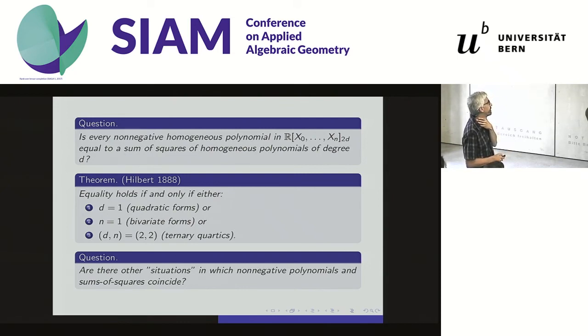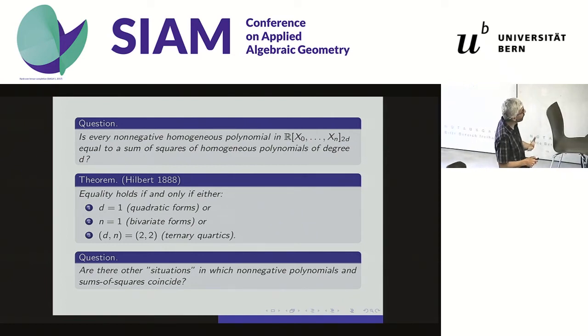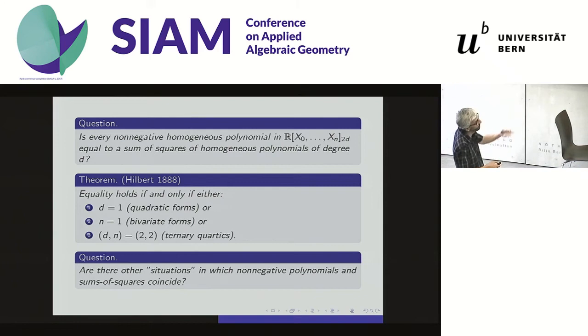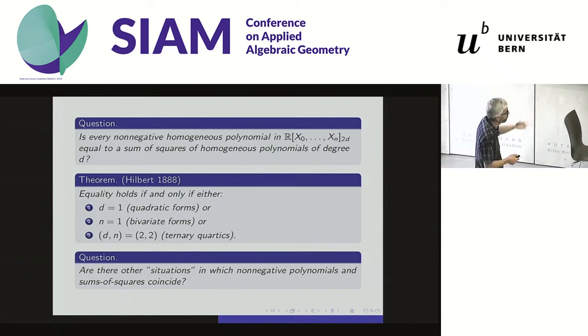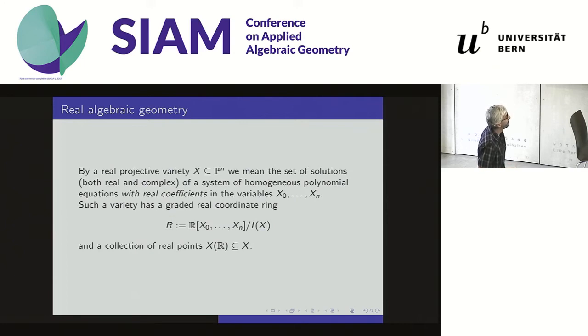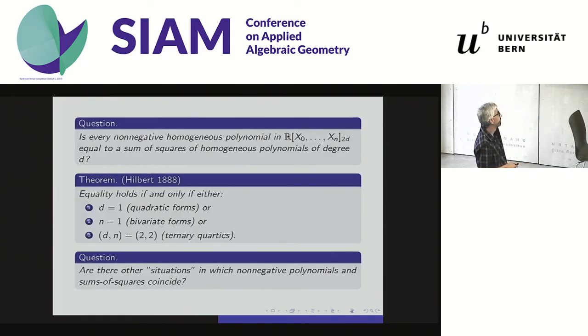But what I'm more interested in is to ask, well, are there other situations in which non-negative polynomials and sums of squares coincide? Can we find other kinds of polynomials? For instance, let's think of, I don't know, multi-homogeneous forms or other things. This is why these, in quotes, situations in which non-negative polynomials and sums of squares coincide. Okay, this is a rather vague question. So what I will try to do is give a context in which we can answer it completely.